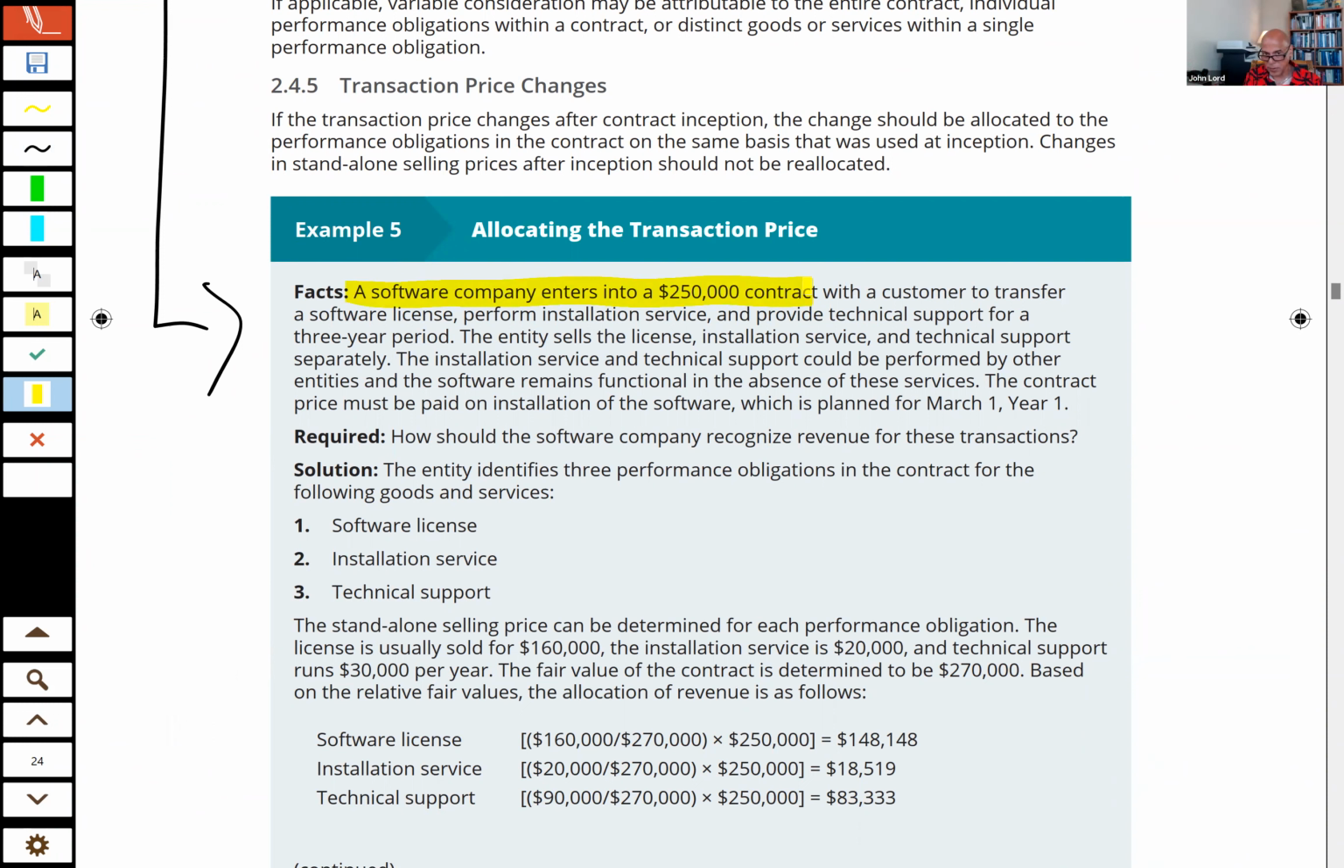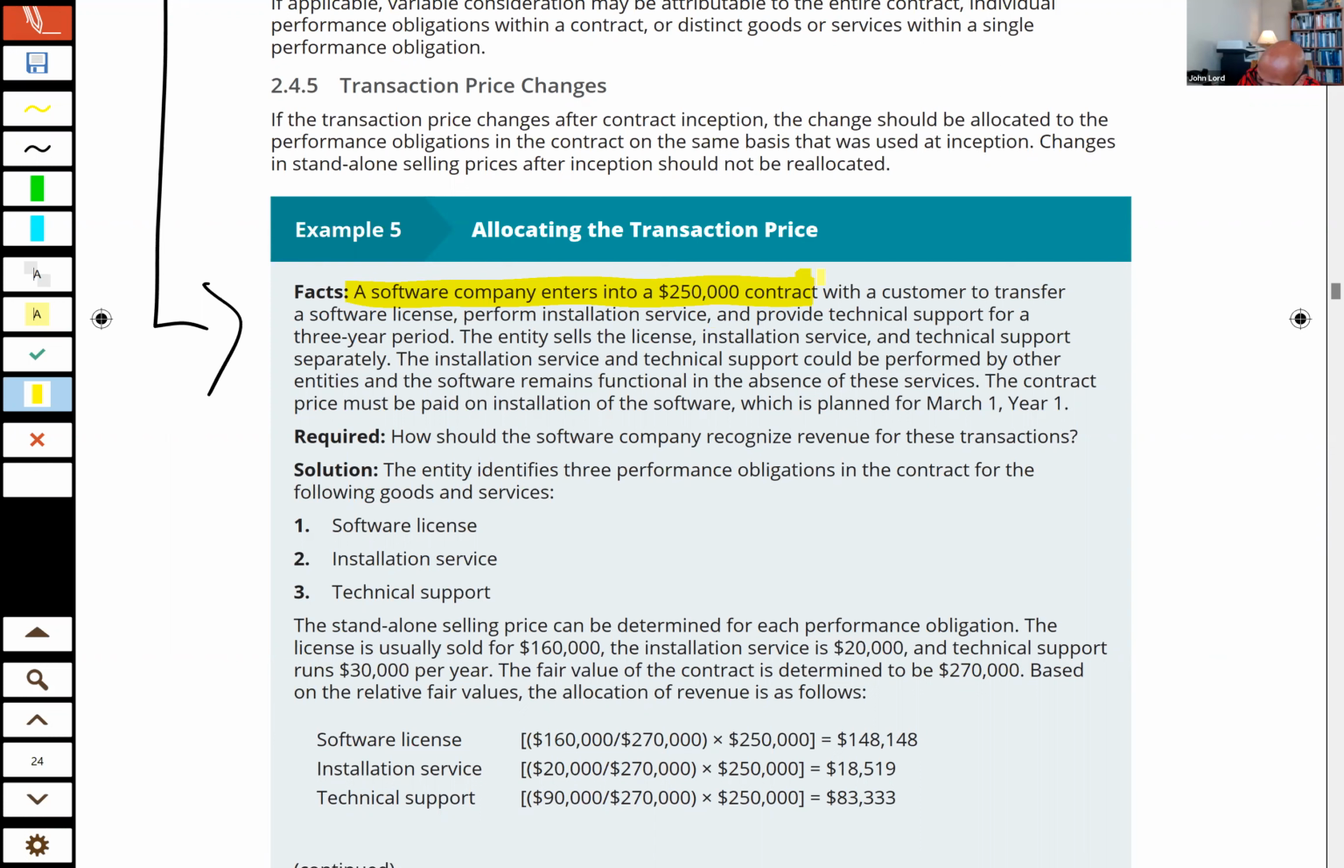Okay, now we just have to say, well, do we have a single performance obligation or multiple performance obligations, and how will we allocate this price if it's multiple performance obligations, and are they going to be recognized at a point in time or over time? Those are the questions you're asking, right?